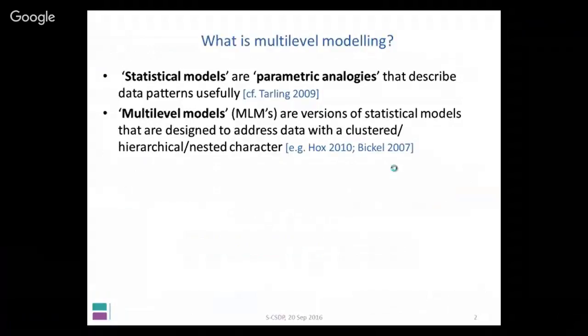Multi-level modeling in general refers to a style of statistical modeling with a particular purpose added to it. Multi-level models I would describe as a special case of statistical models, where we build into the models some account for structures in the data that in some way involve clustering or hierarchical patterns or a nested relationship between cases. I'll say in a second what we mean by that.